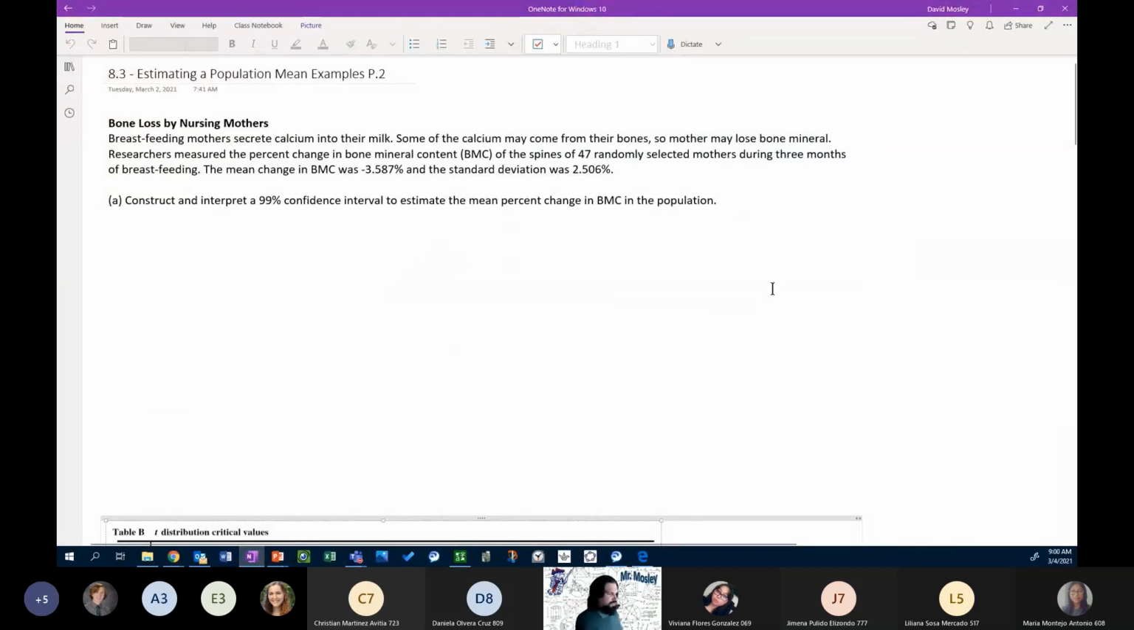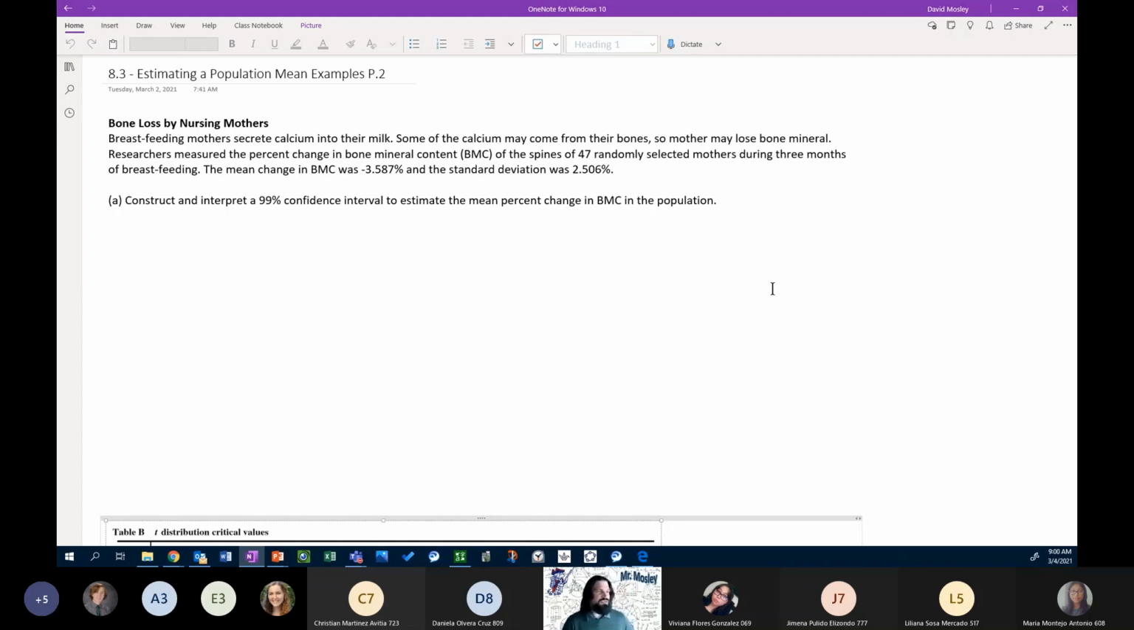And here's our examples. Our first example here is having to do with constructing and interpreting a confidence interval. So we start by just reading our context. We have bone loss by nursing mothers. Breastfeeding mothers secrete calcium into their milk. Some of the calcium may come from their bones. Some mothers may lose bone mineral. Researchers measured the percent change in bone mineral content, BMC, of the spines of 47 randomly selected mothers.